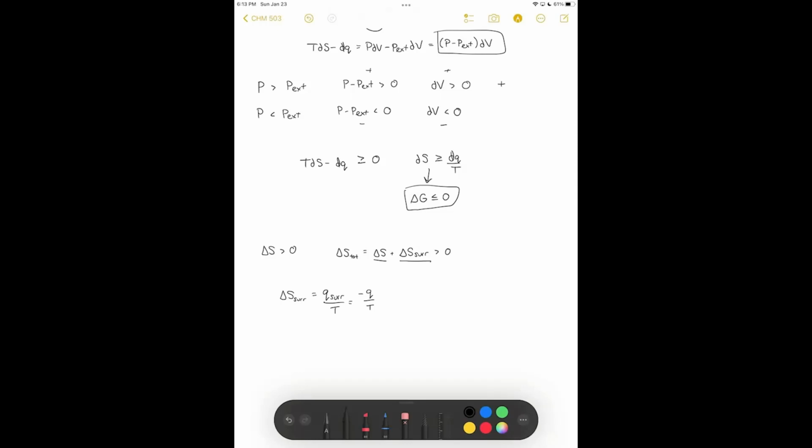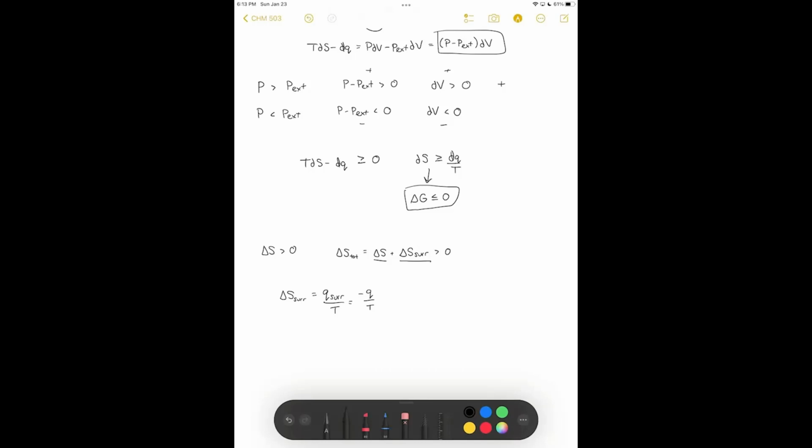So the first law tells us that delta U of the system is equal to negative delta U of the surroundings. Things like delta V of the system is also equal to negative delta V of the surroundings. But the entropy is not equal to the negative entropy of the surroundings because they use different heats to calculate them. Let's do an example of this.